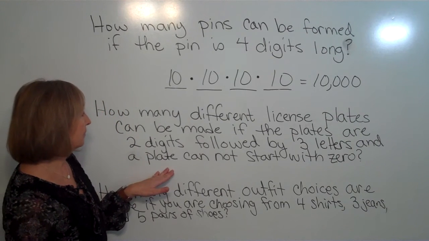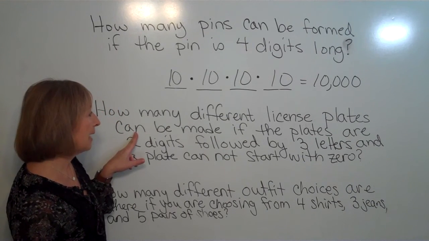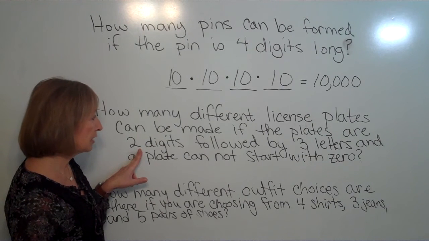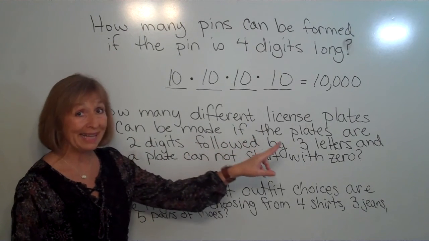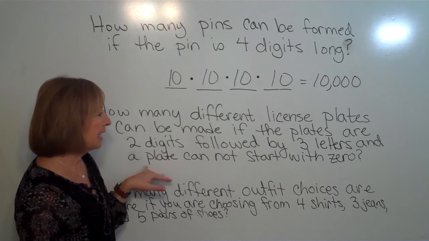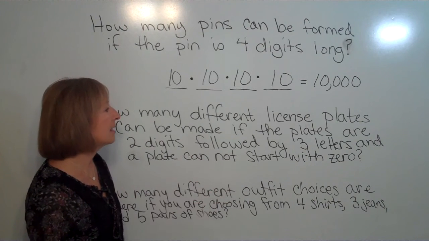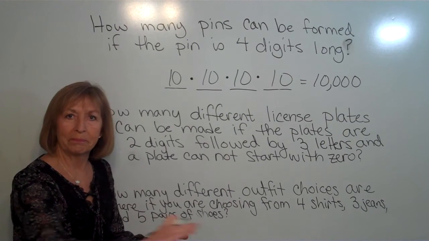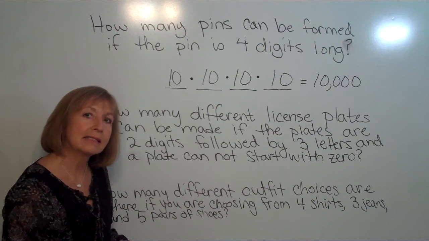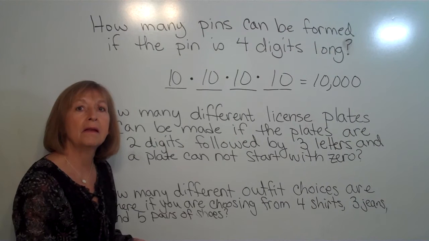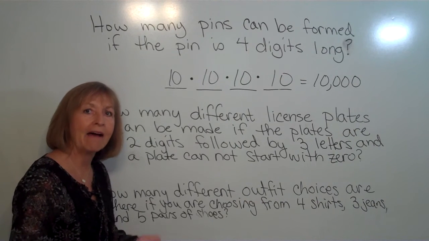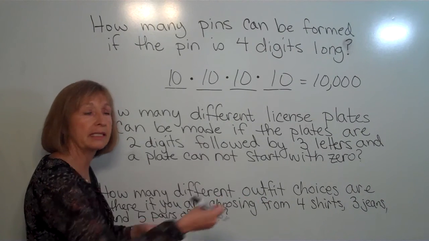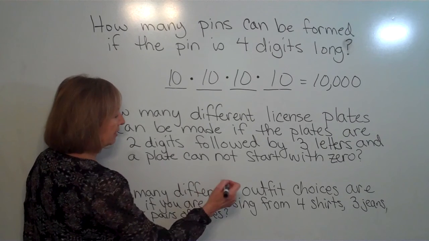Let's look at the next thing. How many different license plates can be made if the plates are 2 digits followed by 3 letters, and a plate cannot start with 0? So I'm going to just make blanks for where I have my slots that I'm going to then put in the number of choices I have at that stage of the sequencing of my events that I go through.